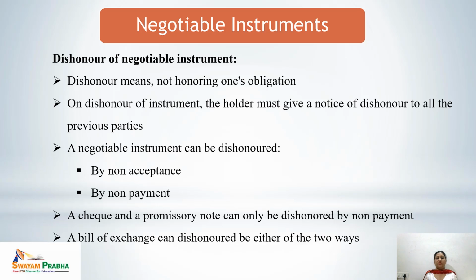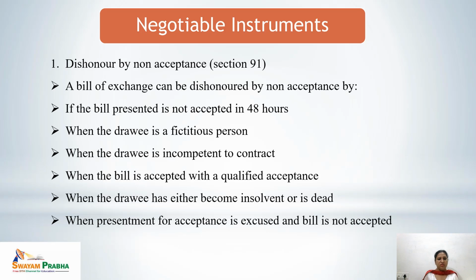So a negotiable instrument can be dishonored either by non-acceptance or by non-payment. These are the only two ways for a negotiable instrument to be dishonored. A check and a promissory note can only be dishonored by non-payment. That means a bill of exchange can be dishonored in either of the two ways, by non-acceptance or by non-payment. But a check or promissory note can be dishonored only by non-payment, because in case of a check and promissory note, acceptance is not necessary. So let's discuss in detail.